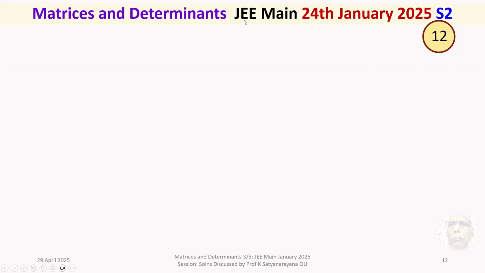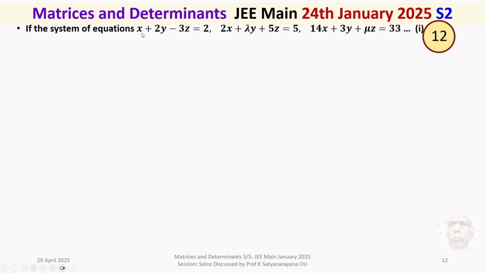Right. This is the question that has appeared in the JEE Main exam held on 24 January 2025 in the second shift. The given question is, if the system of equations x plus 2y minus 3z is equal to 2, 2x plus lambda y plus 5z is equal to 5, 14x plus 3y plus mu z is equal to 33. Let's call this system of equations as 1. And this system of equations has infinitely many solutions, then lambda plus mu is equal to.